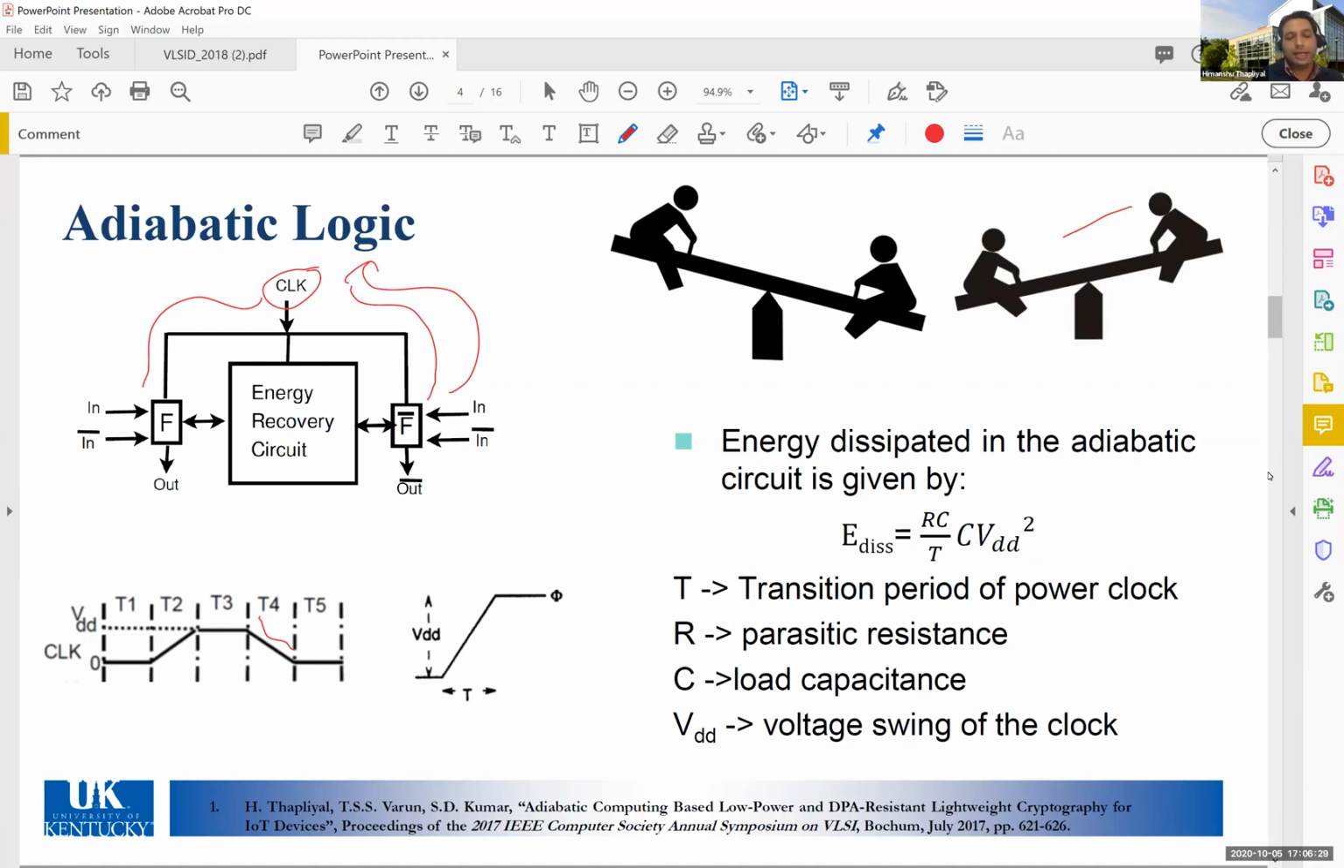However, as you can see, adiabatic circuits operate on these power clocks, so it takes time for the output to go from 0 to VDD. That is represented here. Accordingly, the power dissipation in an adiabatic circuit is given by (RC/T) CVDD squared, where T is in the denominator. So to make these adiabatic circuits low power, T should be much greater than RC. That's why these adiabatic circuits, even though they are very energy efficient, usually operate at low operating frequency.